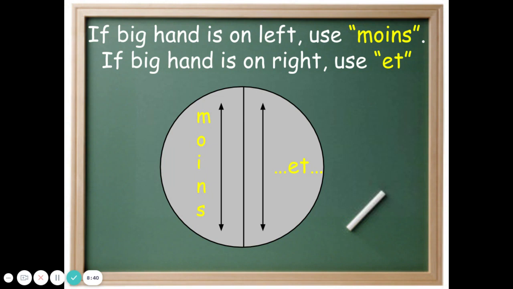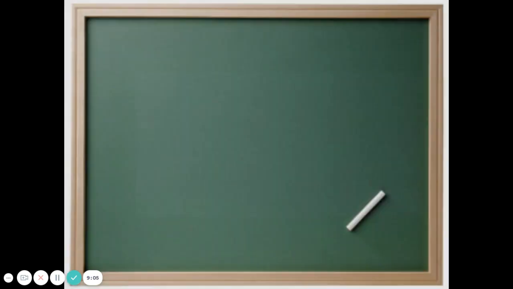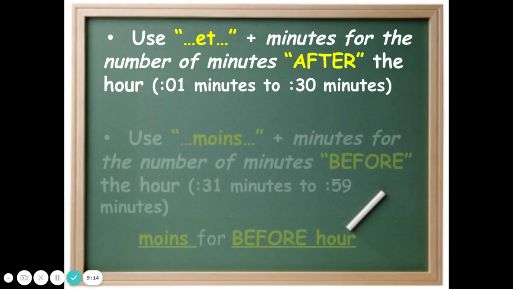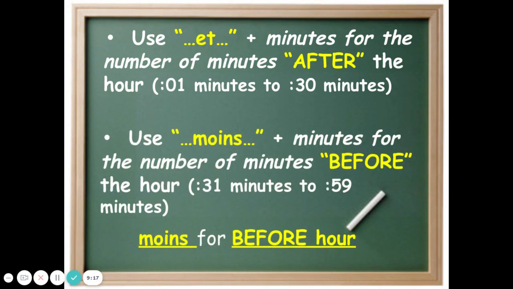So look at the clock. Picture this, because this can be confusing. If the big hand, the minutes, is on the left-hand side, you use moins. You're saying how many minutes until the next hour. You're minusing. If the big hand is on the right-hand side, you use à for the à quart and the à demi. Otherwise, you just put it on there. You don't even need the word à. So à plus minutes after the hour is the after. So that's 01 to 30. Moins is the minutes before the hour. That's 31 to 59.